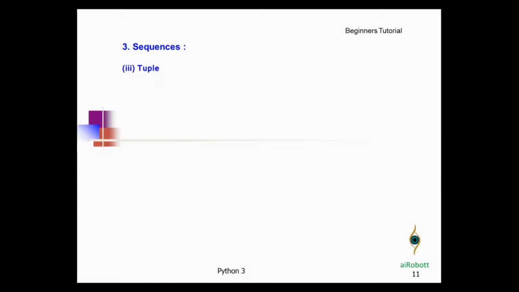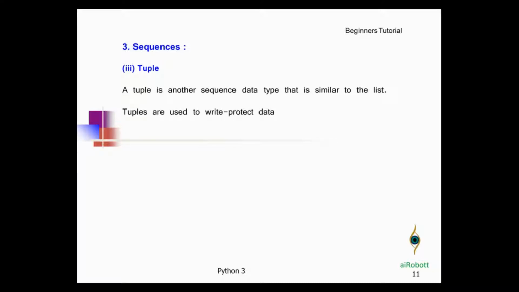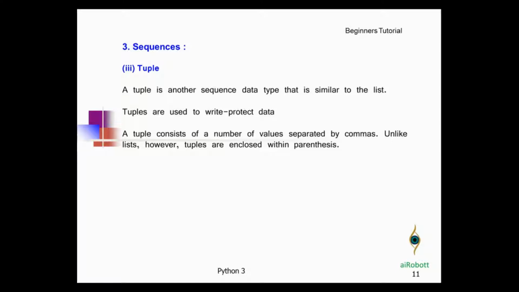In the sequence data types, the next one is tuples. Tuple is another sequence data type that is similar to the list. The only difference between tuples and lists is that tuples are immutable, but lists are mutable. Tuples once created cannot be modified. Tuples are used to write protect data, and they are usually faster than lists. It cannot change dynamically. A tuple consists of a number of values separated by commas. Commas are separating the values. And all these values are enclosed within parentheses.